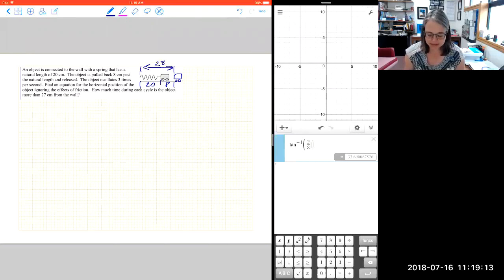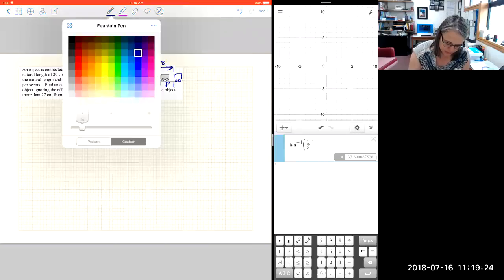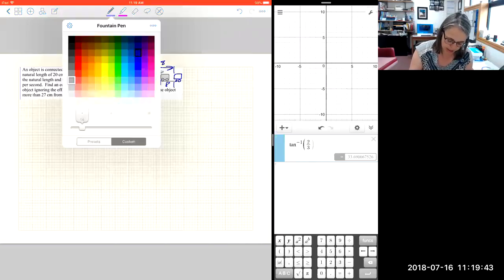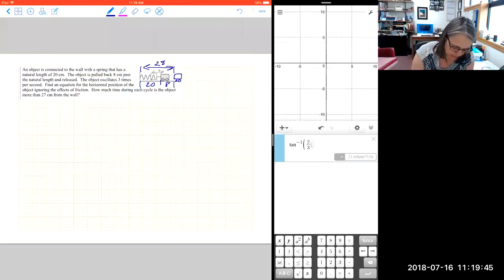Now what's going to happen is the cart will bounce between 8 centimeters beyond the spring's natural length and another position in here that is 8 centimeters closer. Okay? So what we're talking about is the distance that the object is from the wall. That's going to be my y coordinate. So I'm going to make a sketch here.